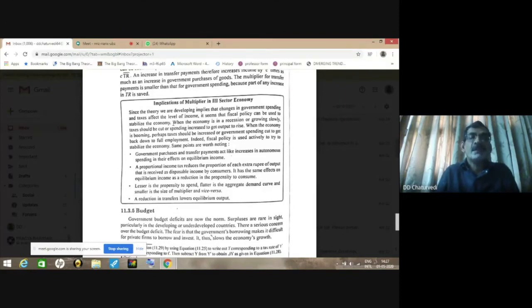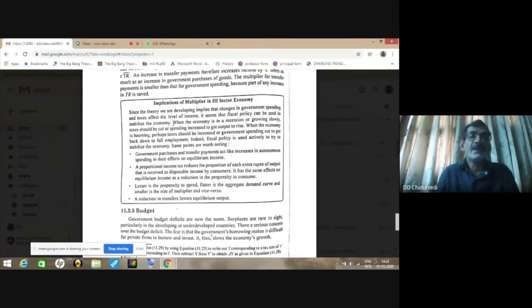Third point, the lesser the propensity to spend, the flatter is the aggregate demand. We all know that the slope of the aggregate demand curve is given by the propensity to spend. So if the propensity to spend is less for the people of the country, the demand will rise at a lesser rate. It will have less slope, so it will become flatter, and vice versa. And accordingly, the size of the multiplier will also be affected in the same direction.